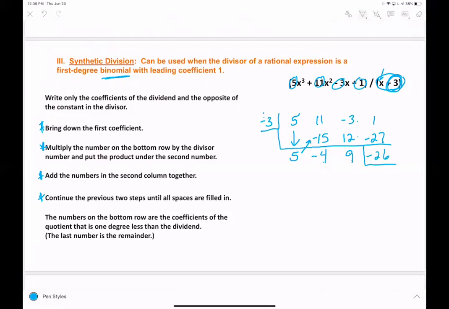So that last number is your remainder. The numbers on the bottom row are the coefficients of the quotient, which is 1 degree less than the dividend. The dividend here was a cube, so we start out and write 5 as the coefficient of the x squared term, 1 degree less than what we started with. Then it's going to be a negative 4x, a positive 9, with a remainder of negative 26 over x plus 3.